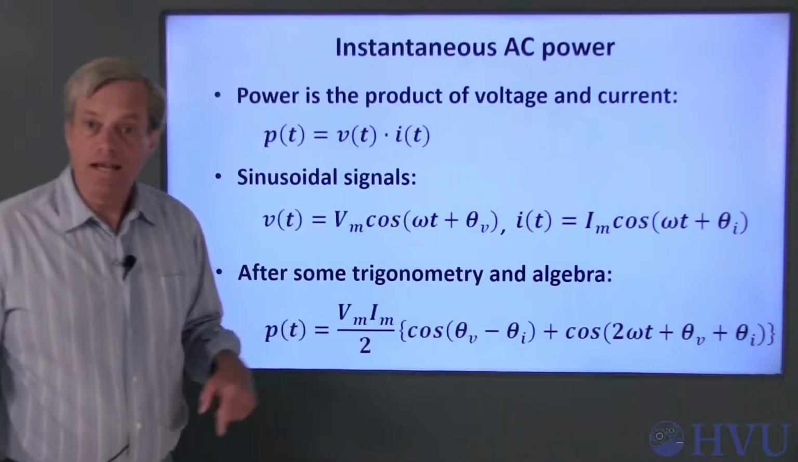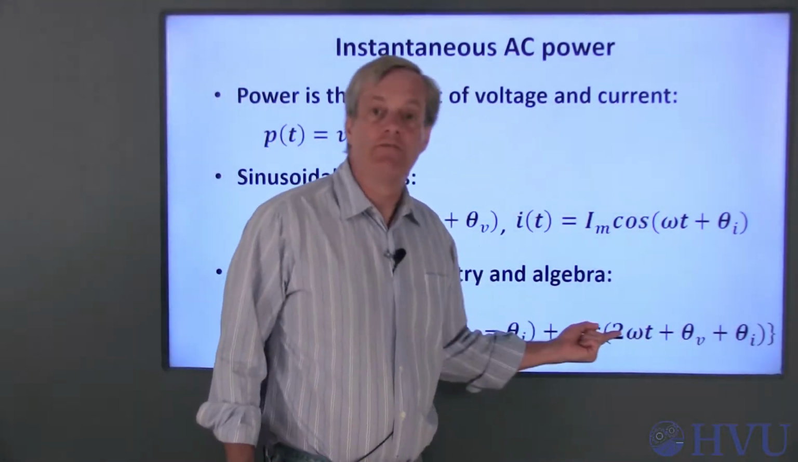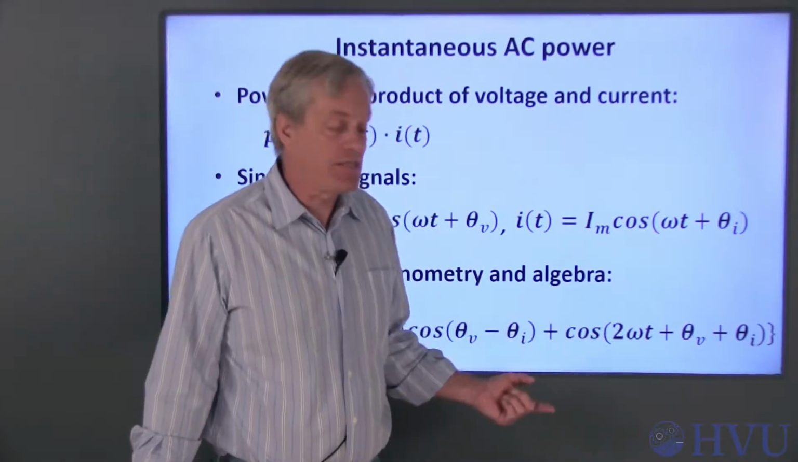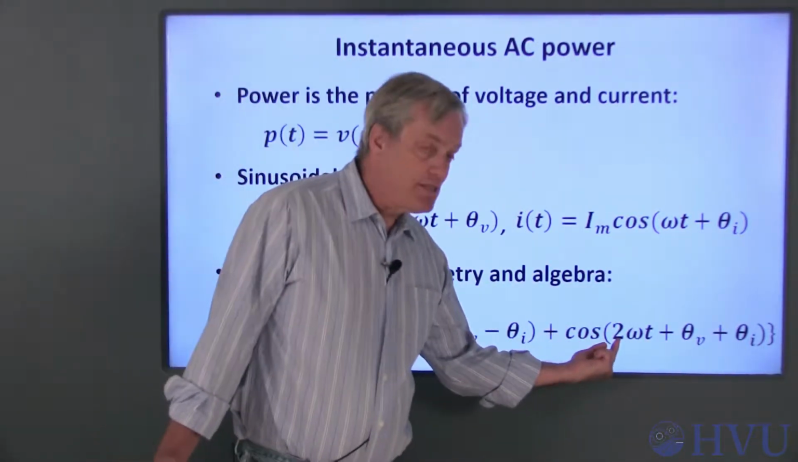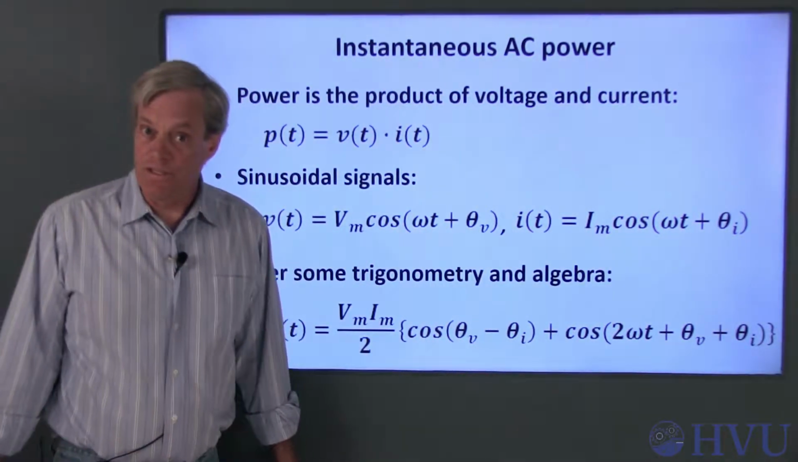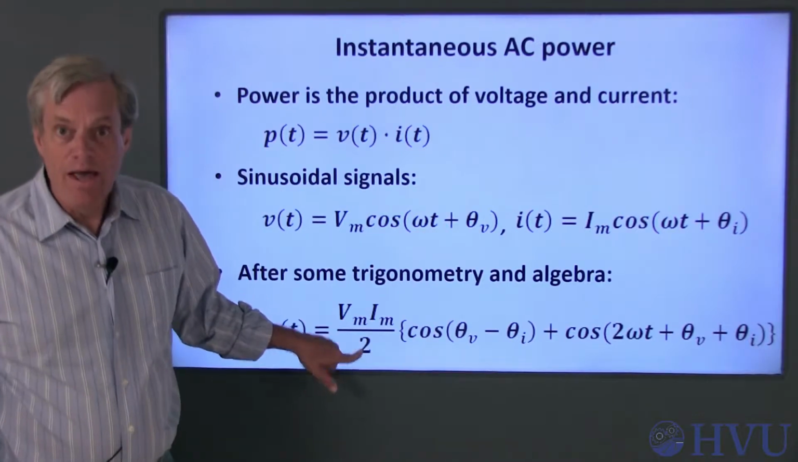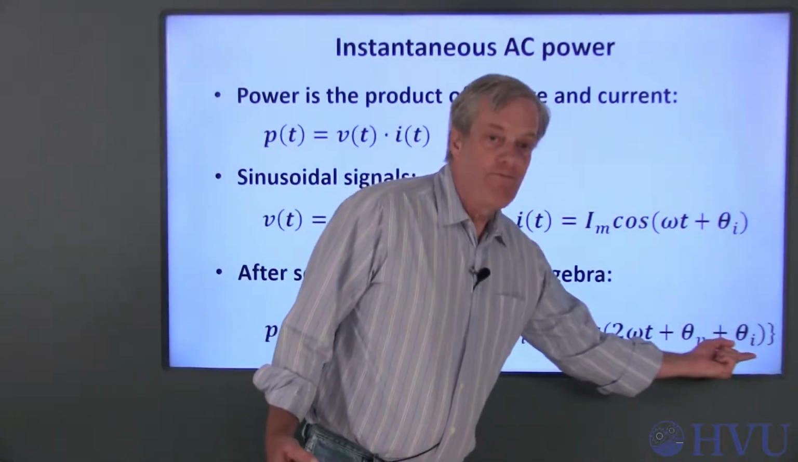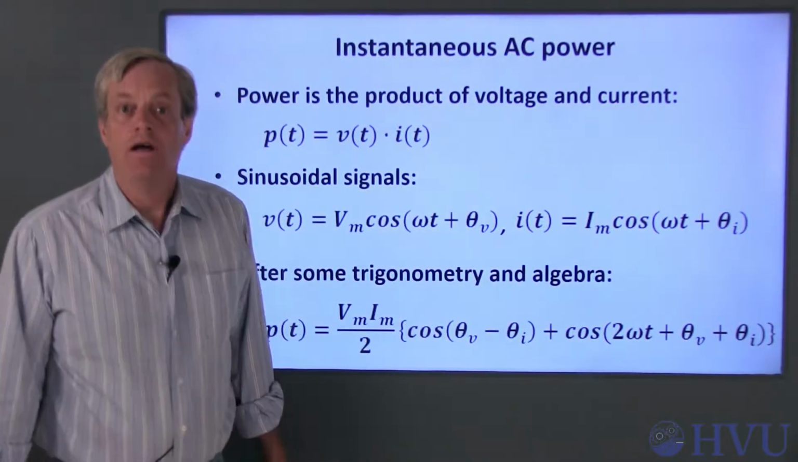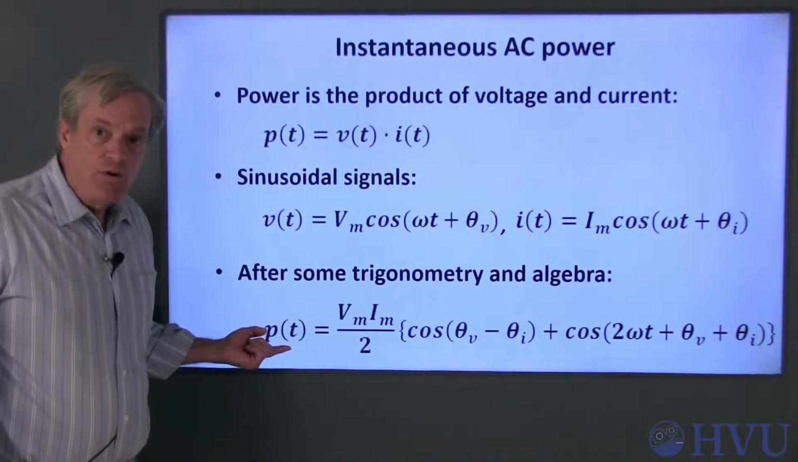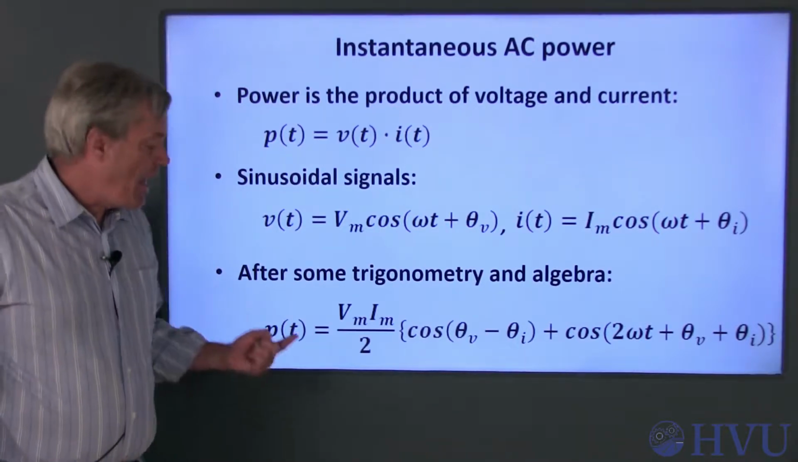The second term is V sub m I sub m over 2 times the cosine of 2 omega t plus the sum of theta v and theta I. This sinusoid has twice the frequency of the original voltage and current signals, an amplitude of V sub m I sub m over 2, and is shifted in time by a phase corresponding to the sum of theta sub v and theta sub I. The important information in this equation is probably easier to understand graphically. So next we'll look at a plot of this function.